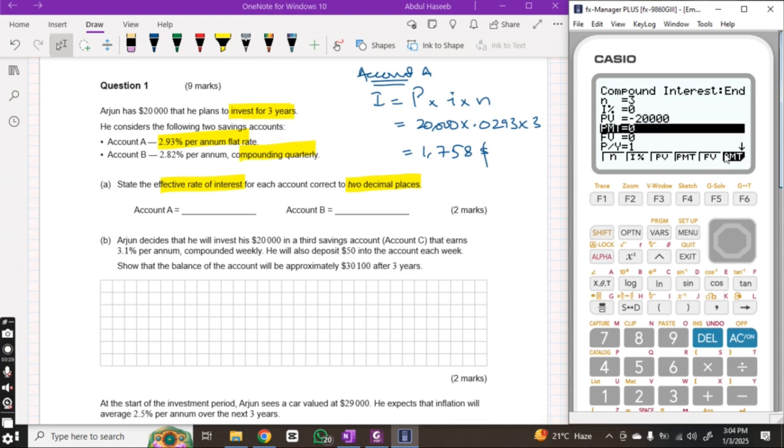We are not making any payments each time period, so that is also 0. Future value is $20,000 plus the interest earned, that is $21,758. And payments per year is also 1. So we need to find the I. So pressing F2 here. So the compounded annual rate comes out as 2.848. So to two decimal places, this is 2.85.